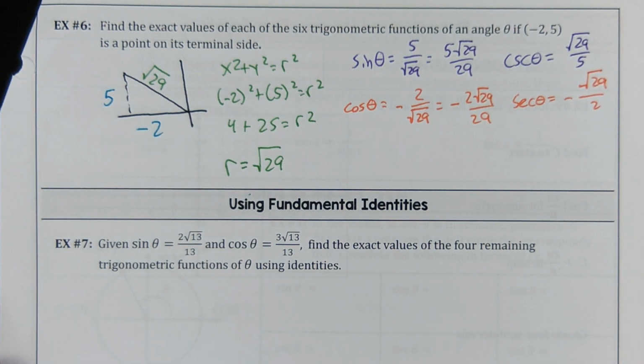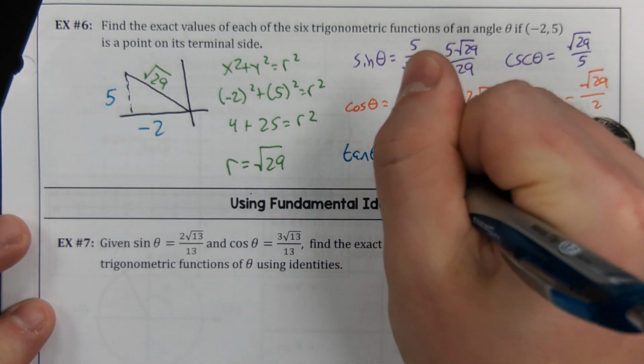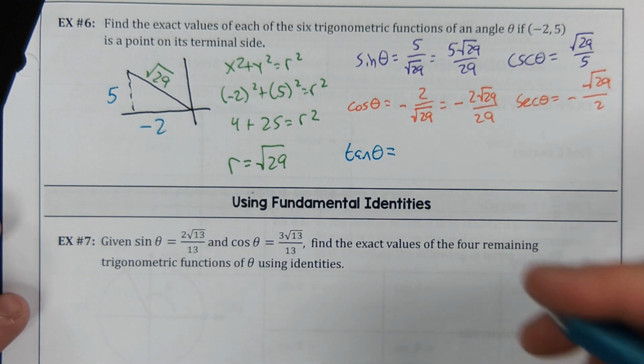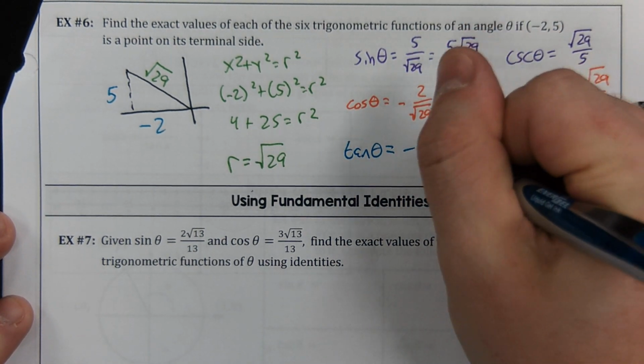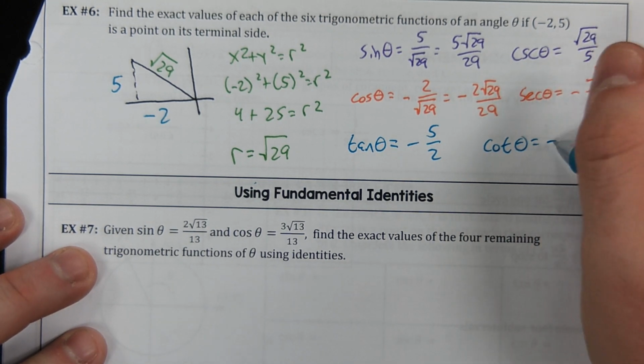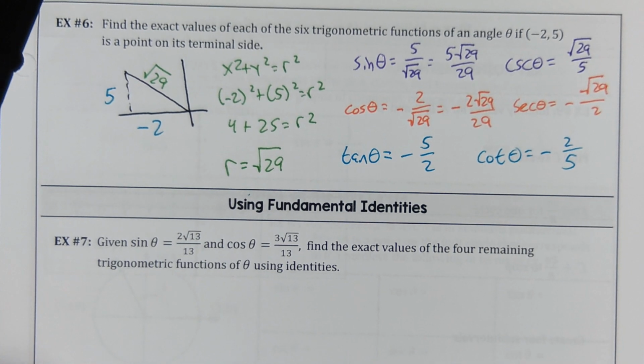And lastly, tangent and its reciprocal. Tangent is y over x, negative 5 over 2. Flip that bad boy over to get to cotangent theta. Negative 2 over 5. This is pretty easy, isn't it? I think it is. I think it's pretty easy.